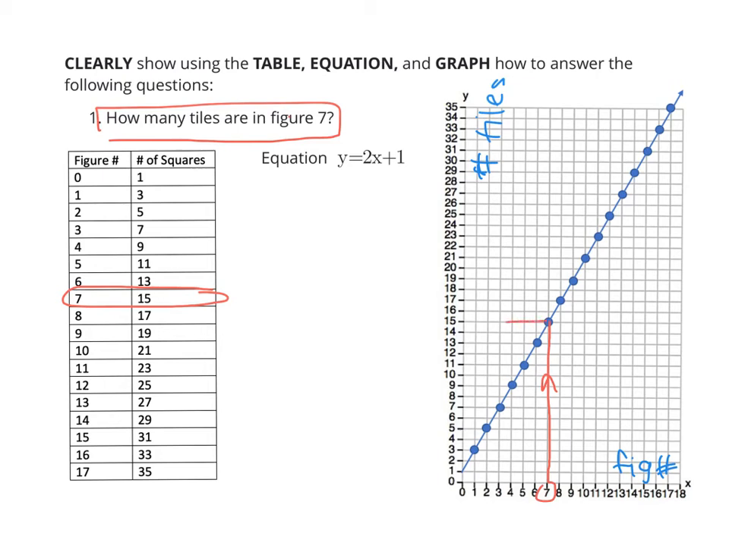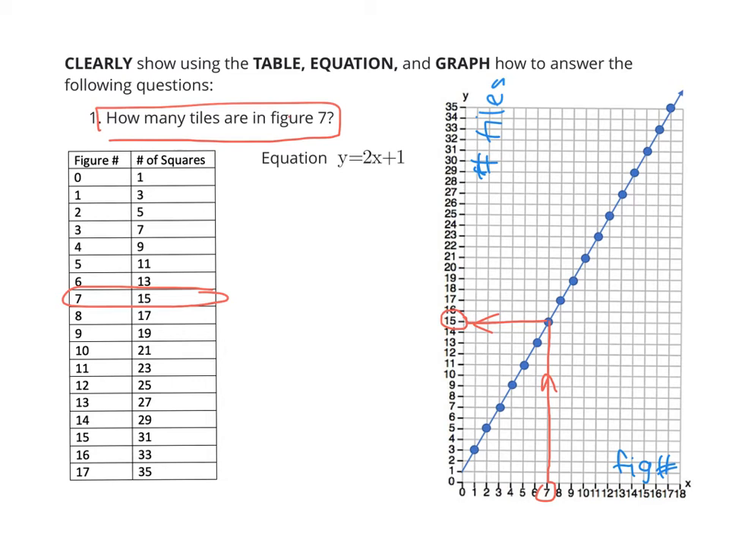So I'm going to take this over to figure out what the y value is. And notice that it says the y value is 15. So figure number 7 is 15 tiles. Notice it said the same thing in the table. Your table and your graph have to say the same thing. If they don't match, then one of your representations is off, and it'd be important to figure out which one.